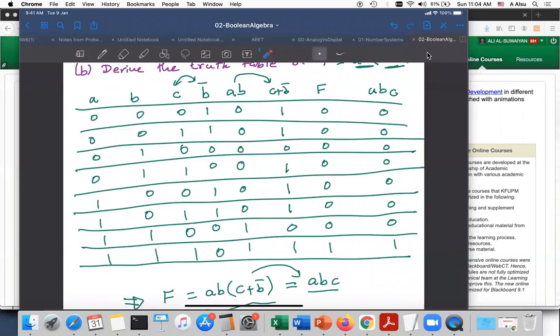So what does this tell us? It tells us that we can somehow come up with a minimal representation of functions. This function here uses a single 3-input AND gate, whereas this function here uses 2 AND gates, each of 2 inputs, and 1 OR gate. So 3 gates versus 1 gate. This is a big reduction in hardware. So simplification helps us save on hardware.